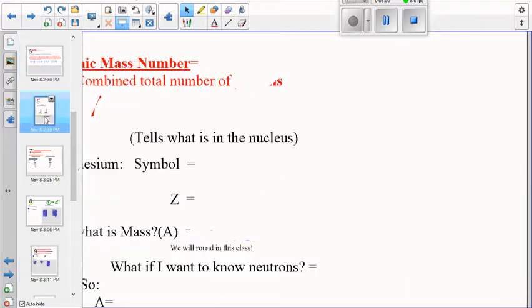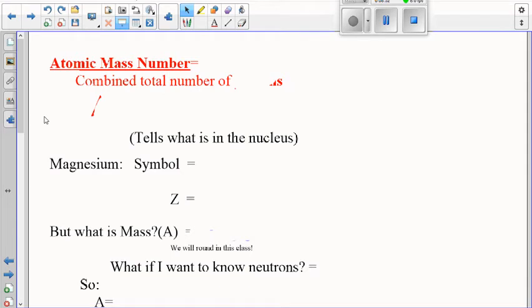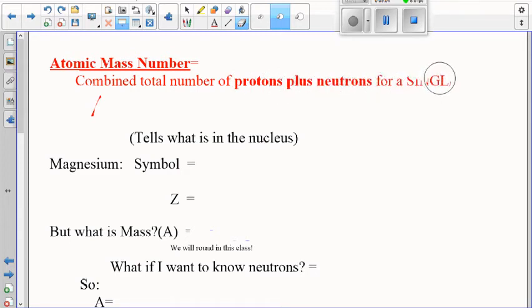All right. Now let's talk about the atomic mass number, though. It's a little different than the atomic number. So the atomic number was just the number of protons. The atomic mass number is when you add up all the protons and the neutrons for a single atom. So you take all the protons, add that number to all the neutrons, that's the mass. Which kind of makes sense, right? Because protons and neutrons have a mass of 1. So those are the 2 things that affect the mass of an atom. So you want to know its total mass. You're looking at protons and neutrons.